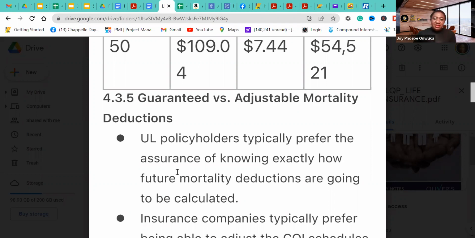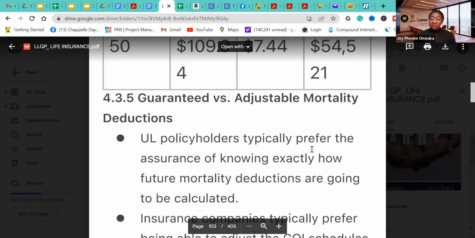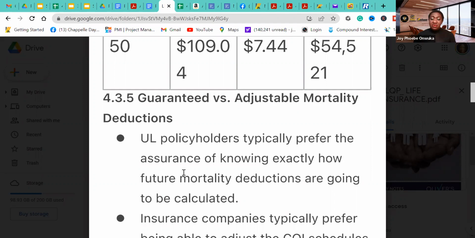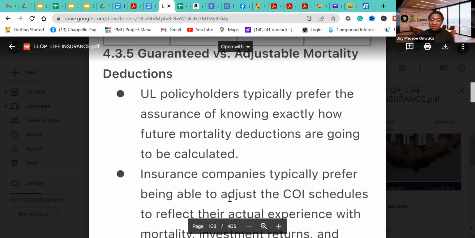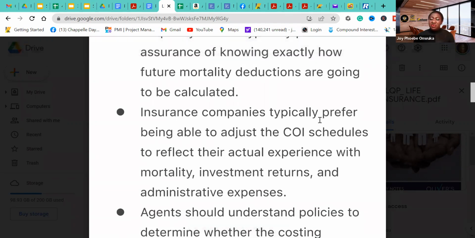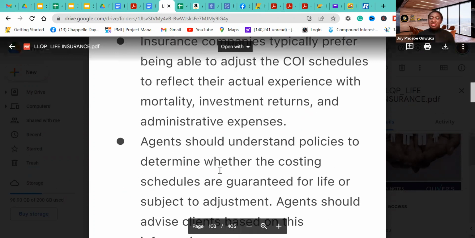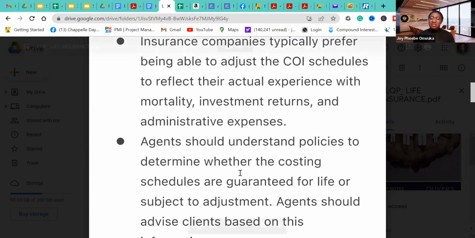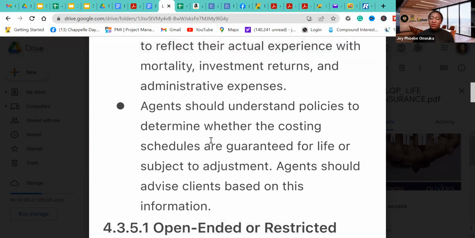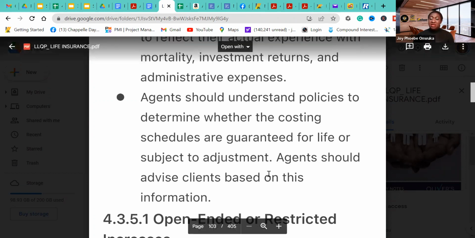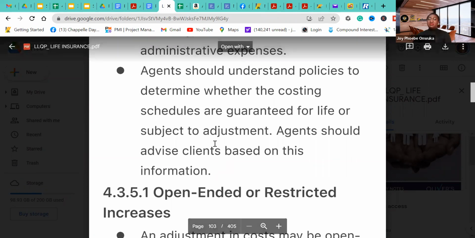Check in. And then now, UL policyholders typically want the assurance of knowing exactly how future mortality deductions are going to be calculated. Insurance companies typically prefer being able to adjust the cost of insurance schedules to reflect their actual experience with mortality, investment returns and administrative expenses. Agents should understand policies to determine whether the costing schedules are guaranteed for life or subject to adjustment. Agents should advise clients based on this information.